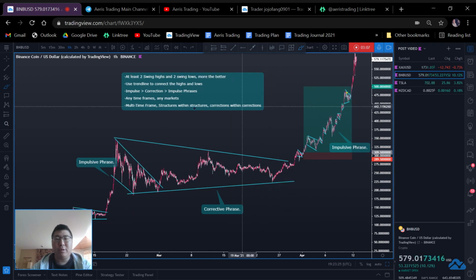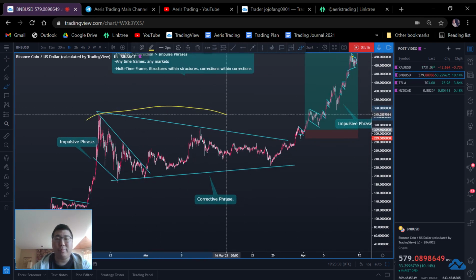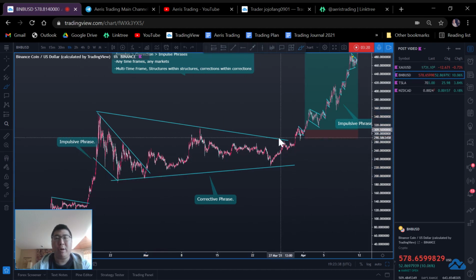And the question I always get is, how do we know it's complete, or how do we know it's finished? Well, to tell you the truth, we as price action traders are not 100% sure when a correction is finished. Okay, think about what I just said. We're not 100% sure. Nothing in trading is certain, right? Nothing in trading is guaranteed.